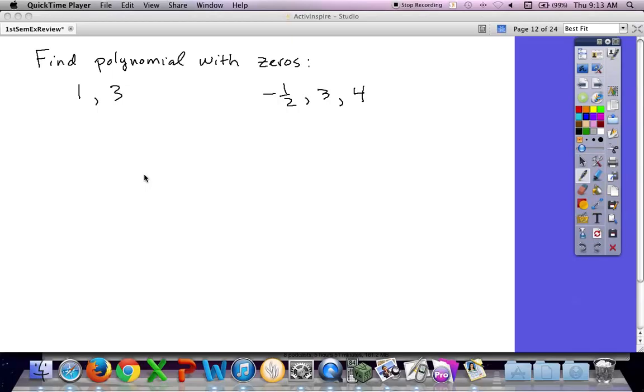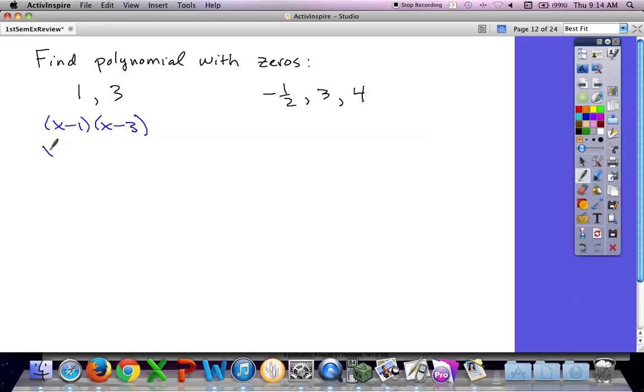Which brings us to this kind of problem again, which is if I'm given some zeros, how do I turn them into a polynomial? Well, the first step is turn them into linear factors. What's the linear factor that has a 0 of 1? X minus 1. What's the linear factor that has a 0 of 3? X minus 3, right? And then you would have to FOIL it, right?